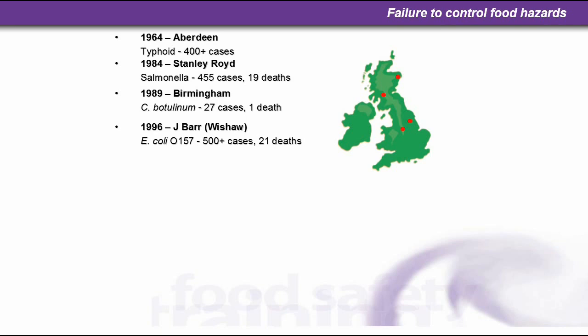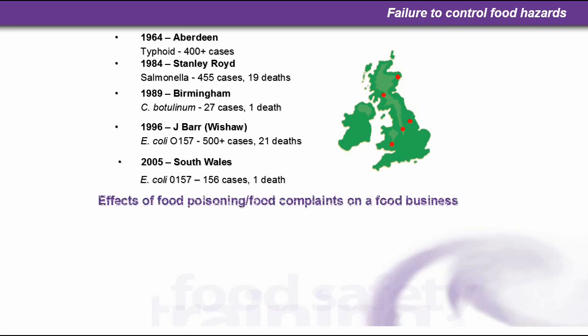In 1996, John Barr in Wishaw, Scotland, in what was then the world's worst case of E. coli food poisoning caused by E. coli 0157, there were 500 plus cases and 21 deaths. And in 2005 in South Wales, the same strain of E. coli 0157, 156 cases and 1 death of a young lad not living too far from me in the UK.